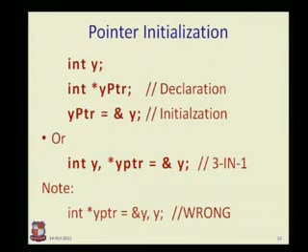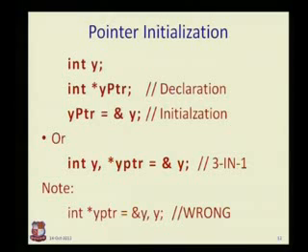So I have declared an int y, means integer y. Then in the second line, I have declared int star yptr. That means I have declared a yptr named pointer, that is an integer pointer. I have put a star before this, so that means it is an integer pointer. So this is a declaration.